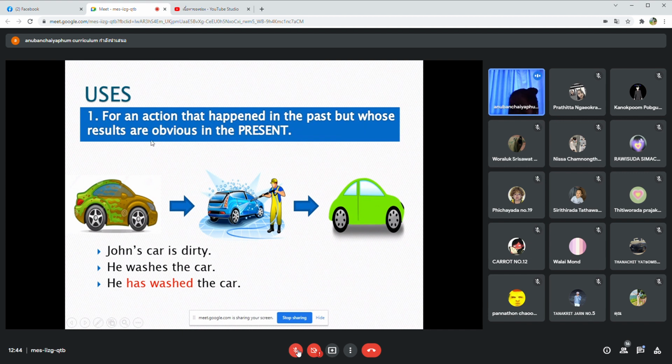How do you say obvious in Thai, Teacher Jam? Obvious, it means like you know the result already. You are sure of the result, the word obvious. Okay, thank you.